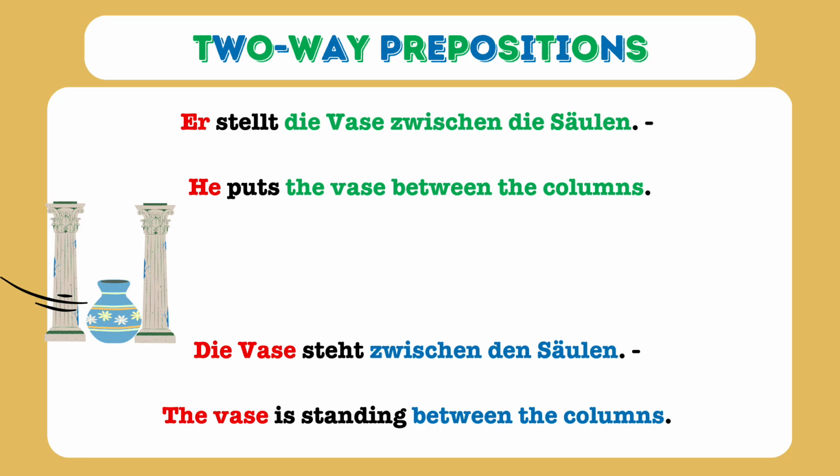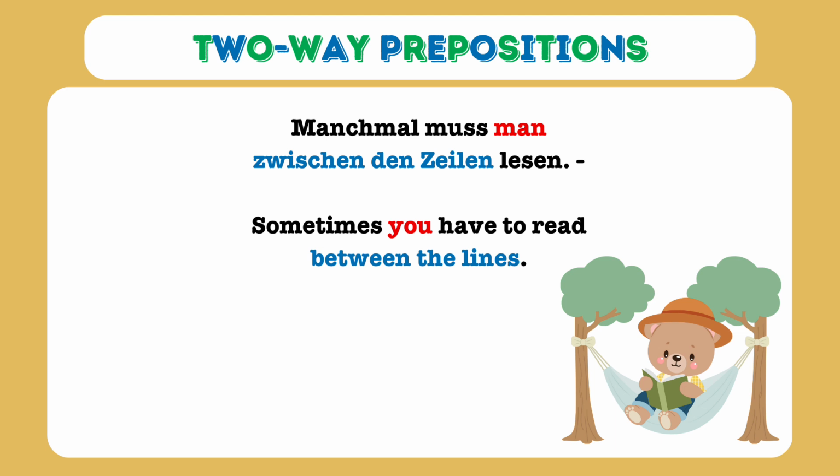Zwischen den Säulen. Manchmal muss man zwischen den Zeilen lesen. Sometimes you have to read between the lines. Again, ask yourself where or to where. Where are you reading? Literally between the lines. Zwischen den Zeilen. Here, again, we may not literally mean between the lines, as this is a much more figurative way of saying things, but it is, again, a static location in this phrase. Zwischen den Zeilen. Dative case.